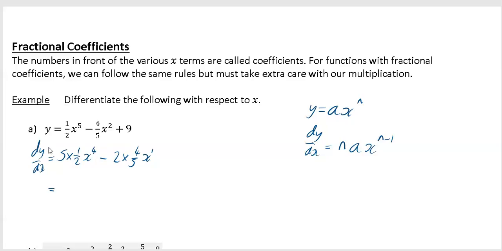Let's just tidy it up. 5 times a half is just going to be 5 over 2, and that's x to the power of 4. And 2 times that 4 over 5 is going to be 8, and it was minus 2, remember, so it's minus 8 over 5, and that's just x. And that's it done. I wouldn't change that to a mixed number. I would leave it as it is. It's actually nicer to work with the top-heavy fraction in these.